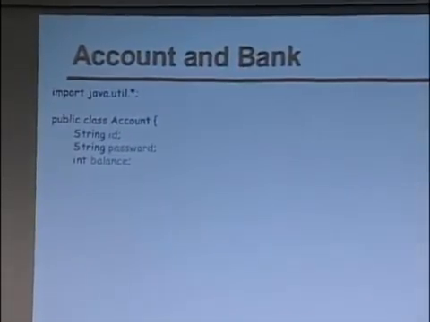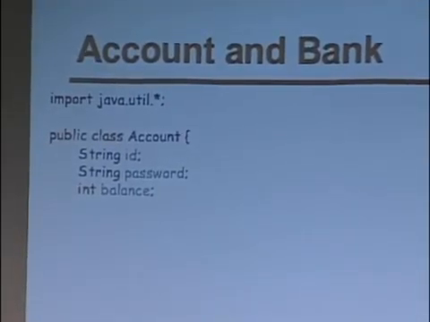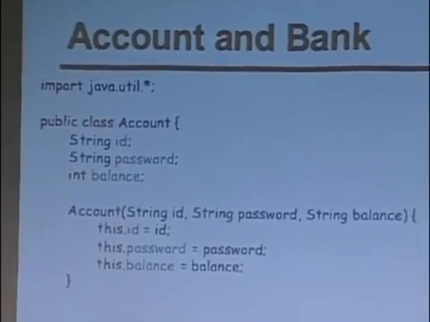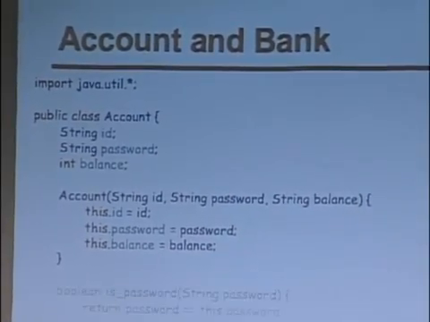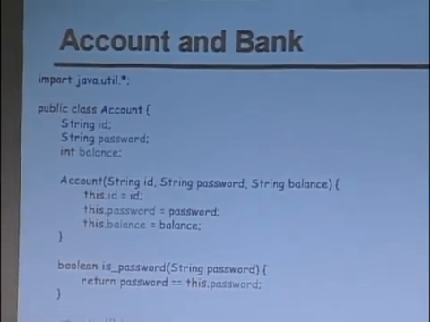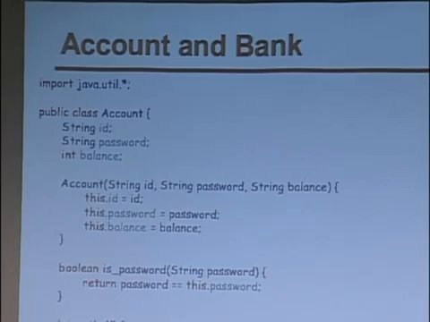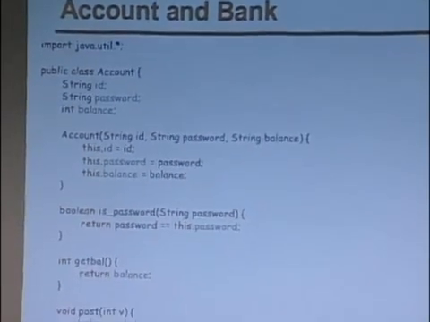Okay. Let's start with a bank. So you have a bank account. In Java, you basically have an ID, password, and balance. And you have some way to construct this object in here. And you can see whether the password is correct. You can get the balance. And you can post the balance. So that's a very simple account object.